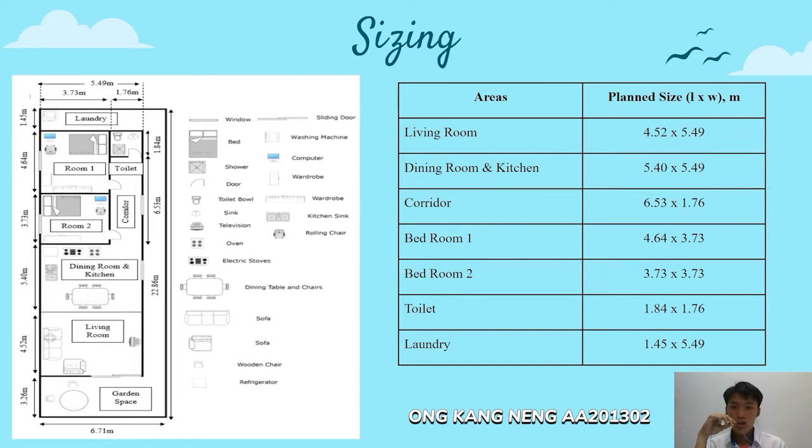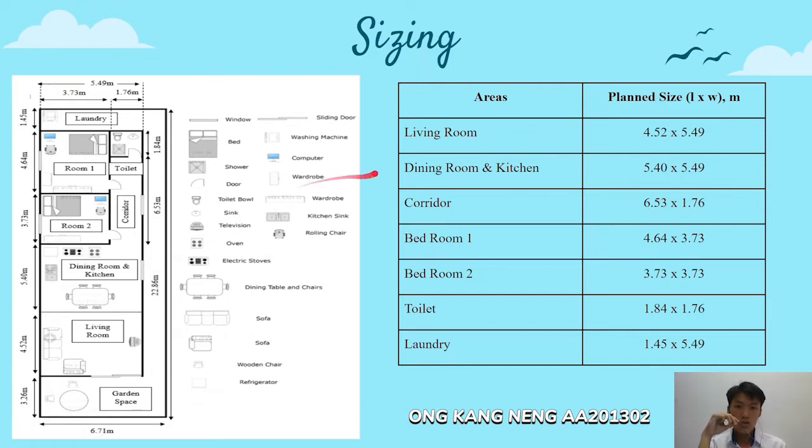As you can see on the left hand side, the floor plan of our raft house. Our raft house is planned to be 5.49 meters wide and 18.29 meters in length, and the base is planned to be 6.71 meters wide and 22.86 meters in length.